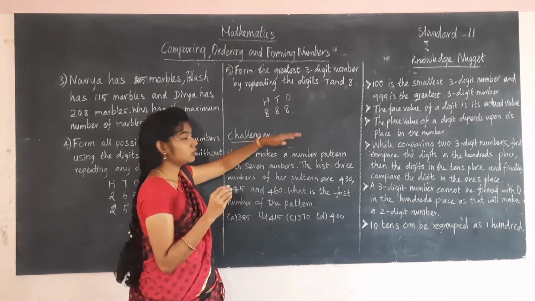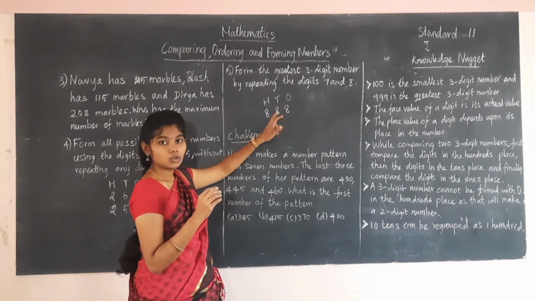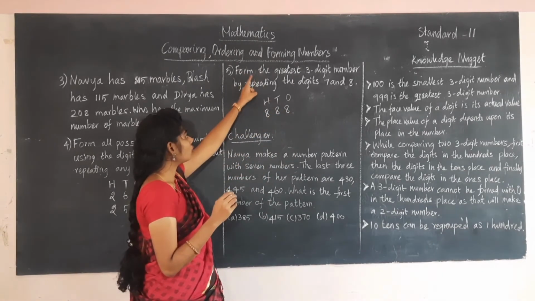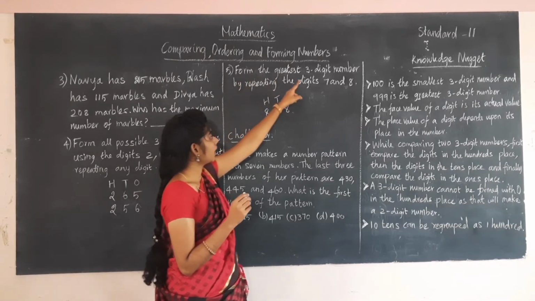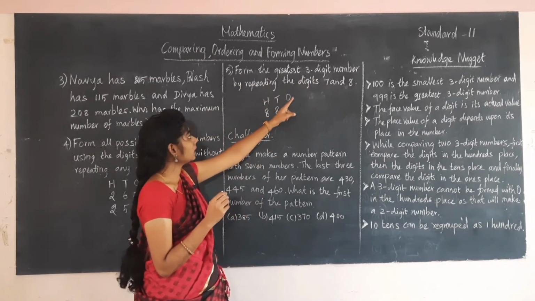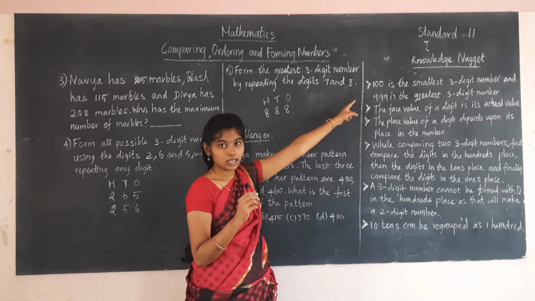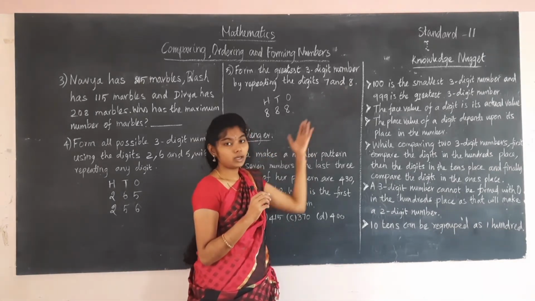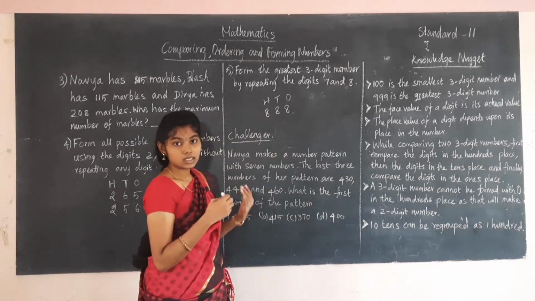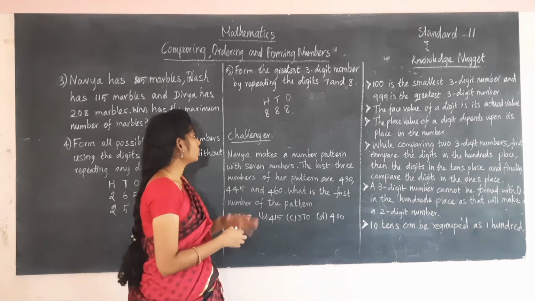If we write 7, it will become the smallest number than this. So this one is the greatest number. We have formed the greatest 3-digit number. Form the greatest 3-digit number by repeating the digits 7 and 8. So we have repeated the number 8, and we have got the greatest 3-digit number. So this is the answer.